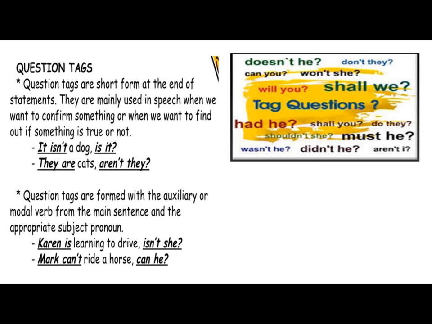It isn't a dog, is it? They are cats, aren't they? So, question tags are formed with the auxiliary or modal verb from the main sentence and the appropriate subject pronoun. Karan is learning to drive, isn't she? Mark can't ride a horse, can he?